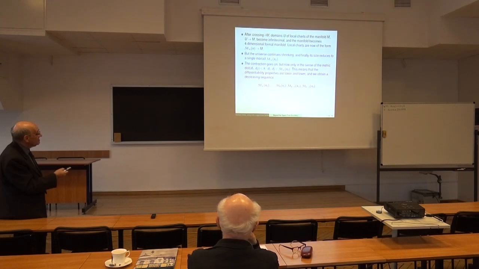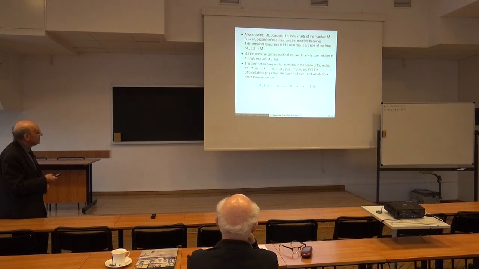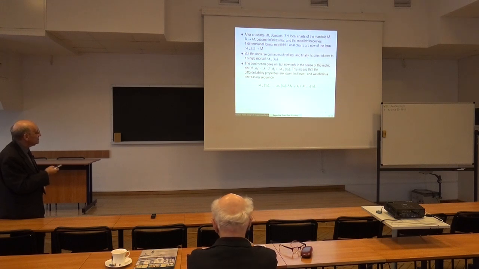When we crossed the boundary, it was monad infinity, then k minus 1, k minus 2, and so on and so on. So the universe is shrinking inside the singular point, but nevertheless, owing to the subtle geometric tools, we have some insight into it.